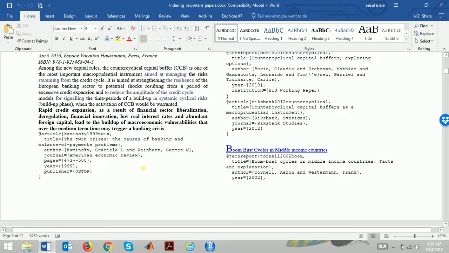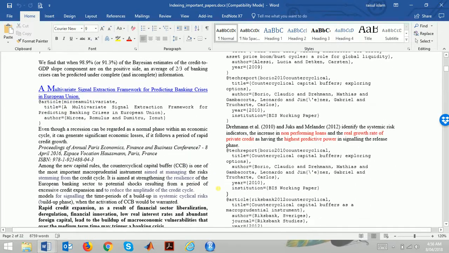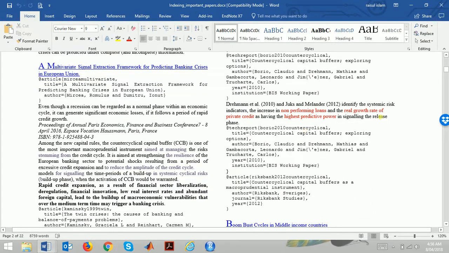Rapid credit expansion as a result of financial sector liberalization, deregulation, financial innovation, low real interest rates, and abundant foreign capital lead to the build-up of macroeconomic vulnerability that over the medium term may trigger a banking crisis. System-wide indicators, the increase in non-performing loans and the real growth rate of private credit, have the highest predictive power in signaling the release phase.